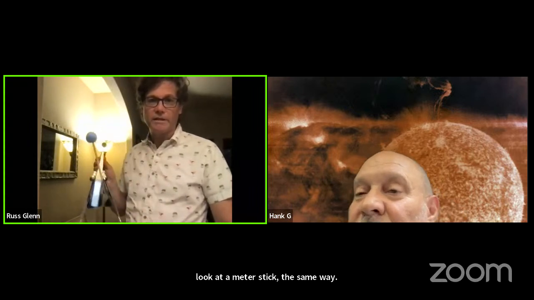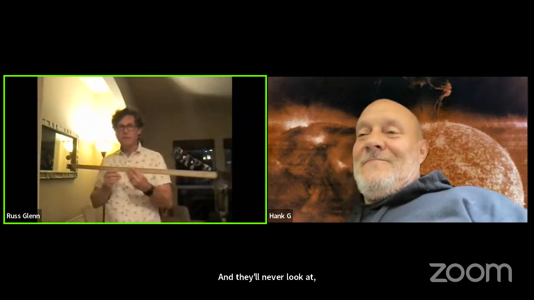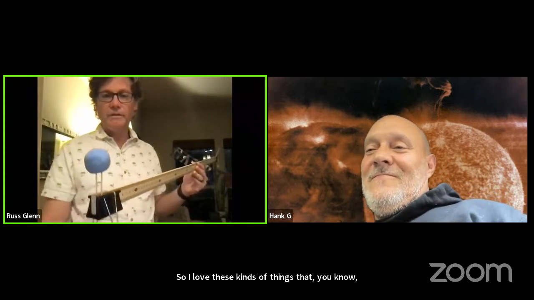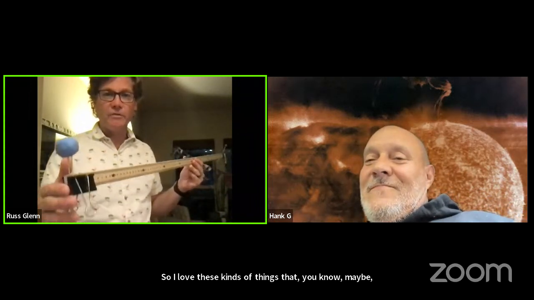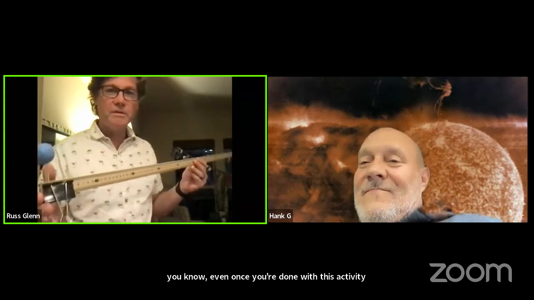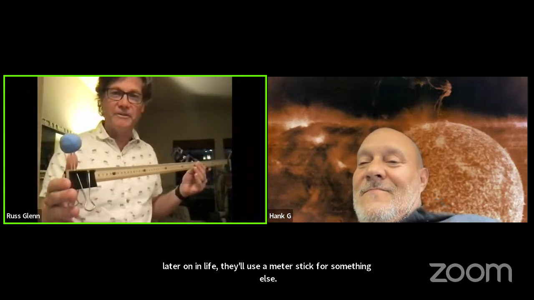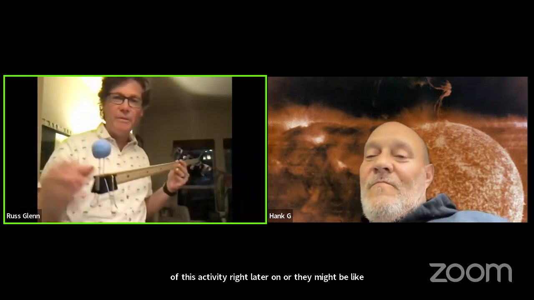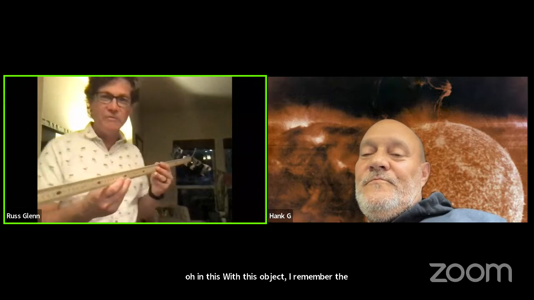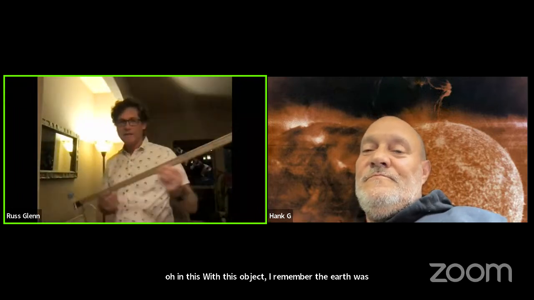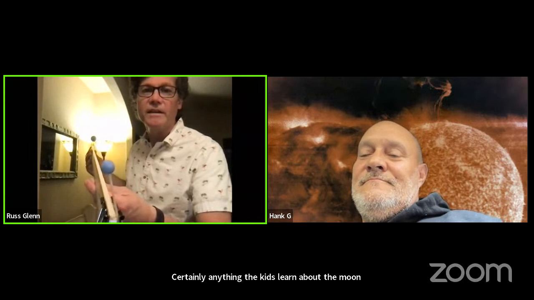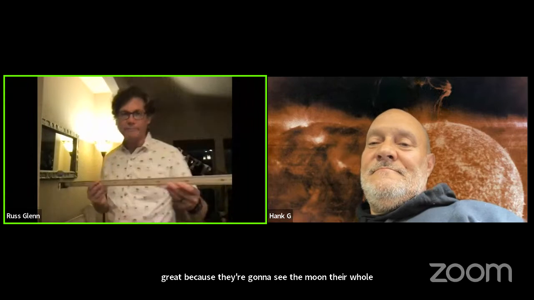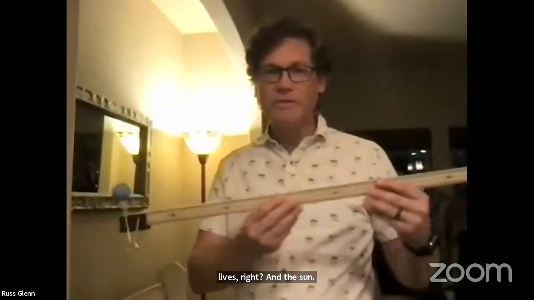And they'll never look at maybe clay the same way either. So I love these kinds of things that, maybe, even once you're done with this activity later on in life, they'll use a meter stick for something else, maybe doing some measurements, and they might even think of this activity, right, later on. Or they might be like, oh, with this object, I remember the Earth was about this big or something like that. You never know. Certainly anything the kids learn about the moon is great because they're going to see the moon their whole lives, right? And the sun. So these 2 things are really great. Anyway, that's the model. Super simple.